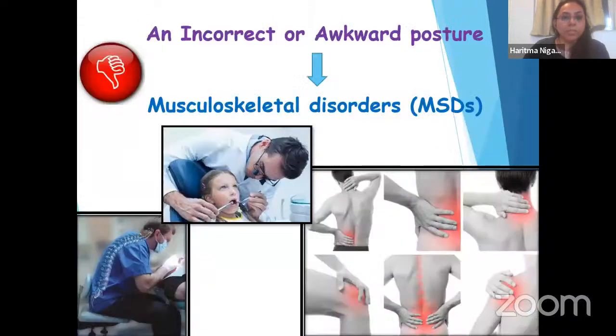If not, then it may lead to musculoskeletal disorders, which globally is considered to be the second most common cause of long-term disability. It can induce premature fatigue, pain, and a negative attitude towards the work.